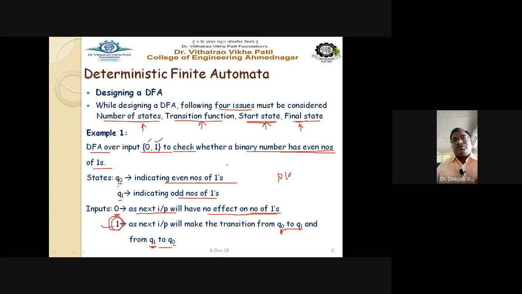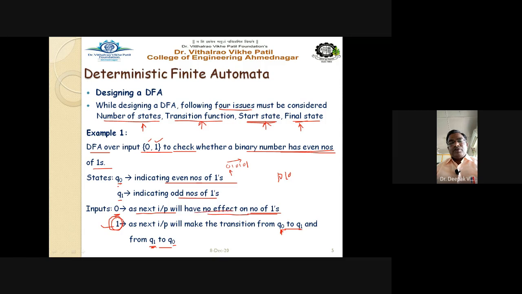For example, suppose the string is 0 1 0 1 0 1. You know that the finite automata starts reading the string from the left-hand side, and it will move in this direction. And if the input symbol is 0, what action do we have to take here?